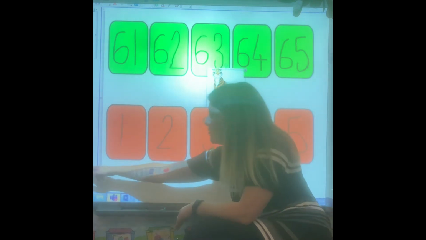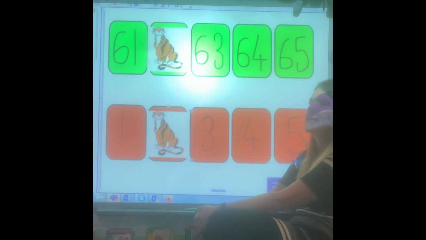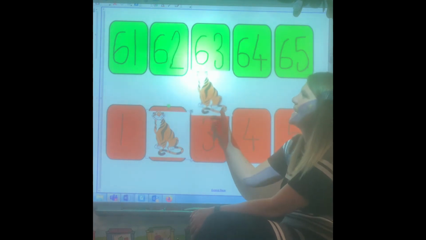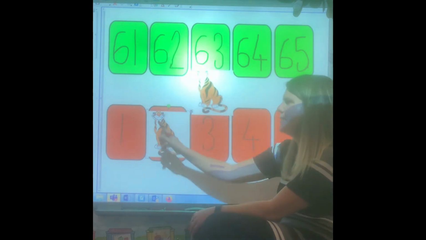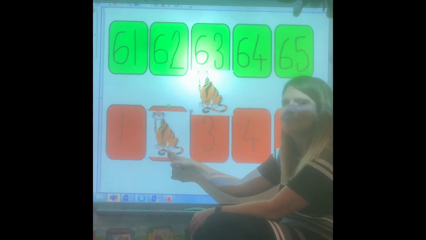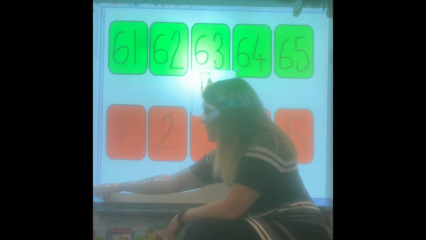Which number has Raja hidden this time? Can you spot it? In between this time, what comes in between 61 and 63? Do you know what's in the middle of those two numbers? Should be 62. And in between the numbers 1 and 3, the number that's missing there is number 2. Okay, let's try another one.